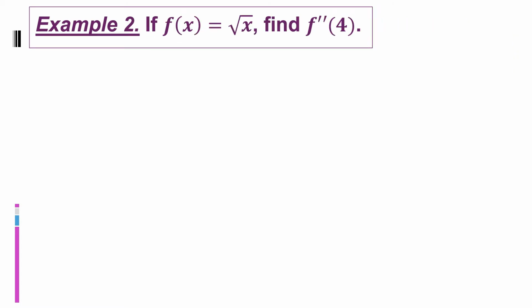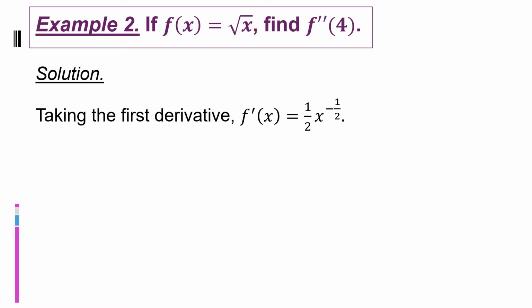Next, if f of x equals the square root of x, find f double prime of 4. So dito, kailangan natin yung second derivative. So una muna, kunin muna natin yung first derivative. We have 1/2 x raised to negative 1/2. Kasi diba, yung f of x natin, pwede natin siyang isulat as x raised to 1/2. By power rule, that is just equal to 1/2 x raised to 1/2 minus 1. Kaya, 1/2 x raised to negative 1/2.